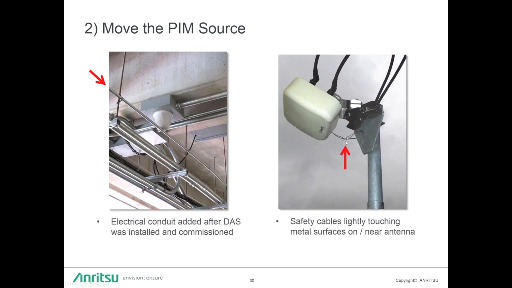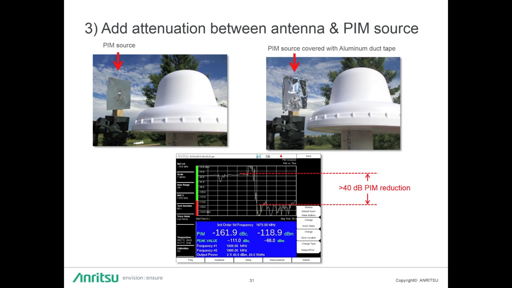Well, interestingly enough, this is loose metal-to-metal contact sitting directly next to an antenna, and it's definitely in the near field. So if you have things like this, you could do something simple like just wrap it in electrical tape to prevent the metal-to-metal surfaces from touching each other as a way to solve the PIM problem.